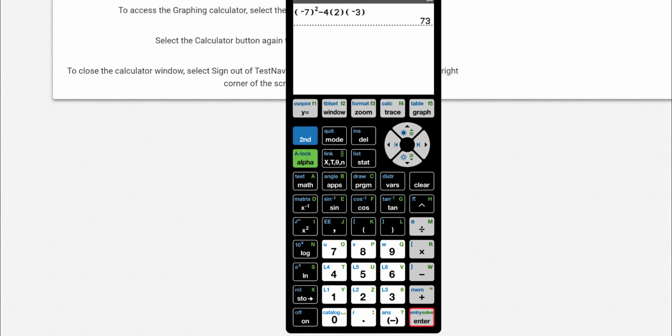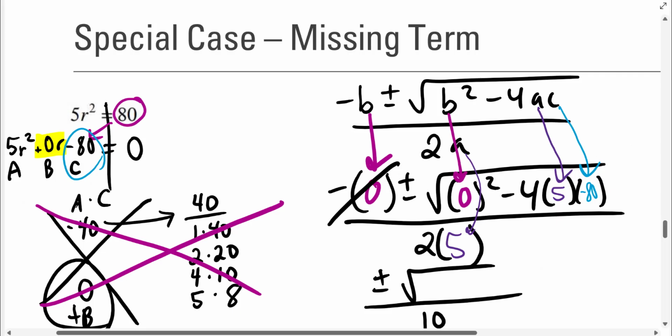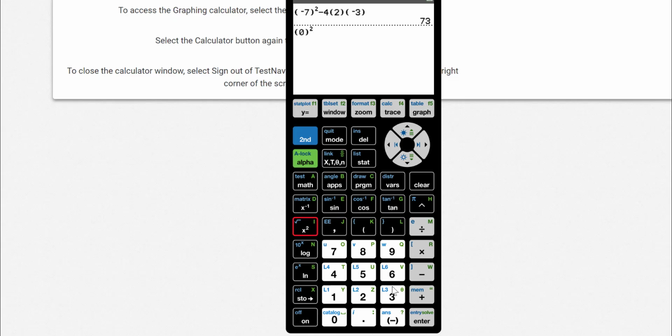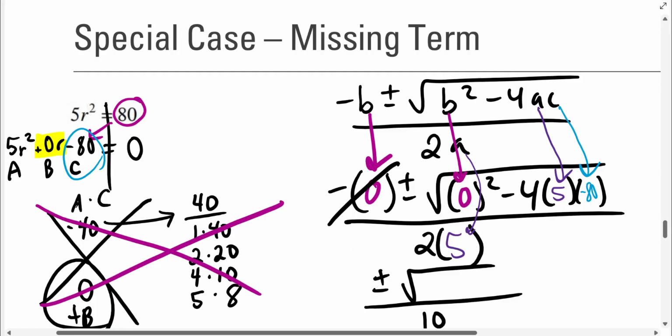So let's write that down in the calculator. Parentheses 0 parentheses squared minus 4 parentheses 5 negative 80. Enter. 1,600.